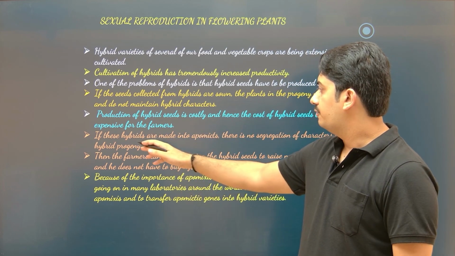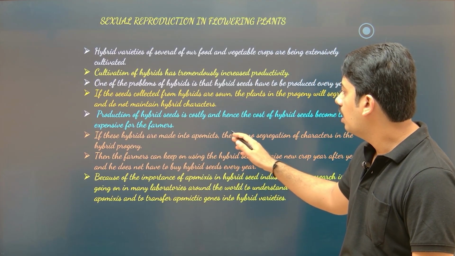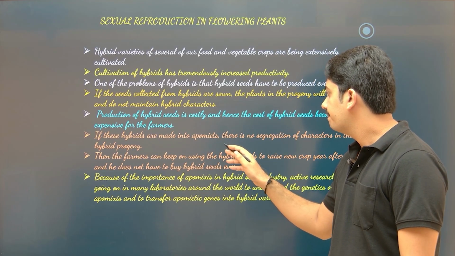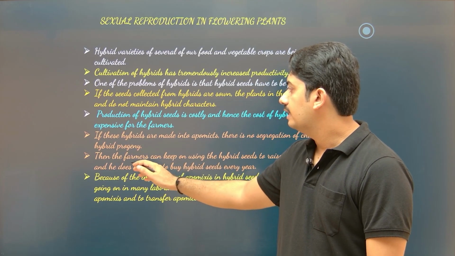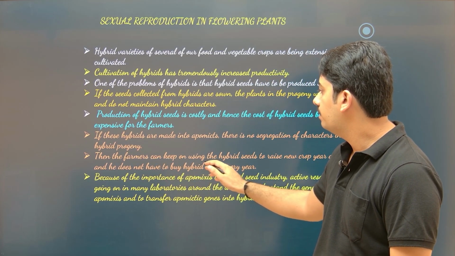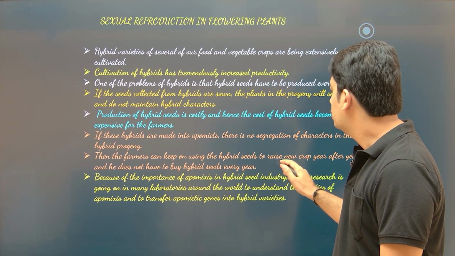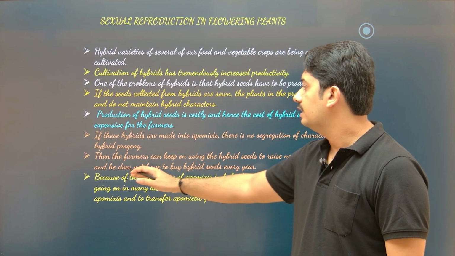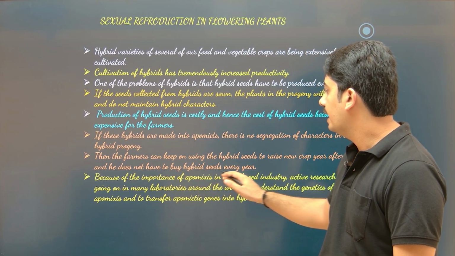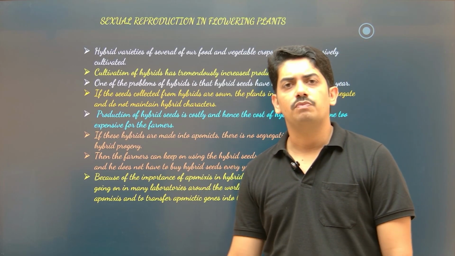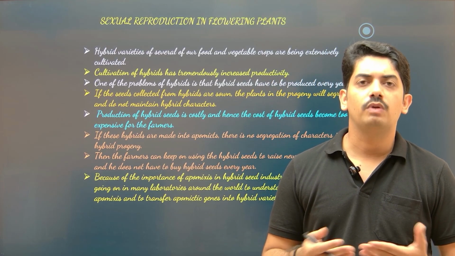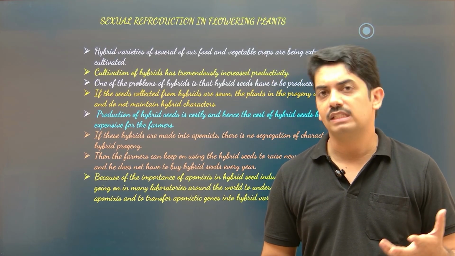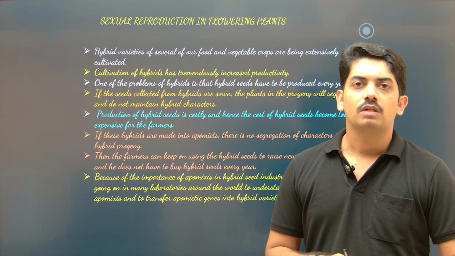If these hybrids are made apomictic, there is no segregation of character in the hybrid progeny, then the farmers can keep on using the hybrid seeds to raise the crops year after year, and he does not have to buy hybrid seeds every year. So this will be a great advantage for the farmers. No need to depend on hybrid seeds. They can use the seeds produced in their own crop field.